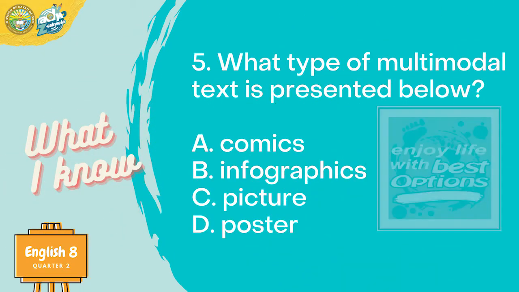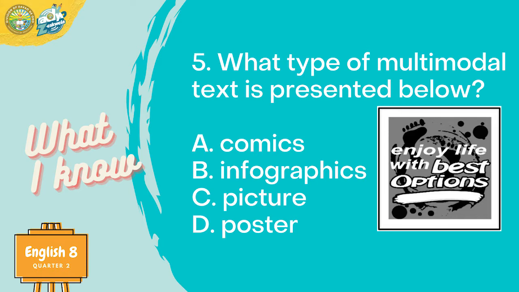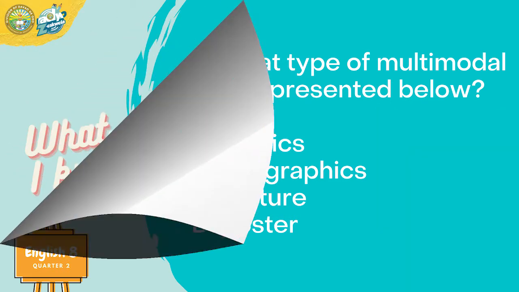Number 5. What type of multimodal text is presented on the screen? Letter A, comics. Letter B, infographics. Letter C, picture. And letter D, poster. And the correct answer is excellent. Letter D, that's poster.